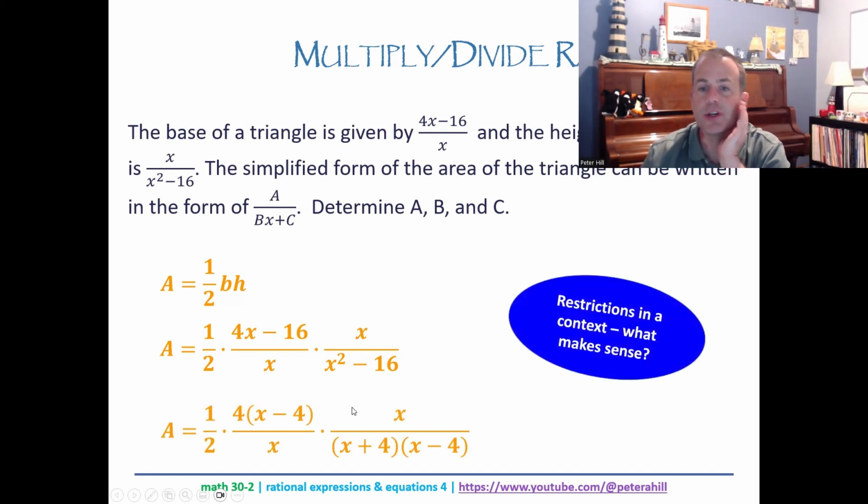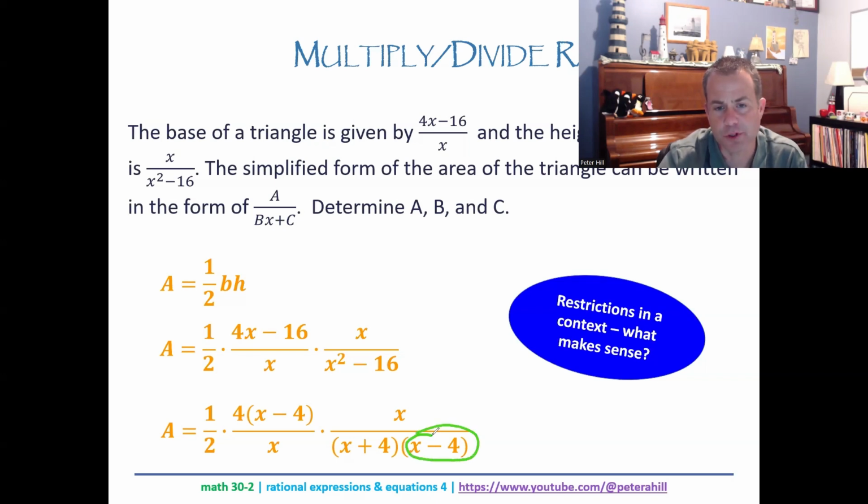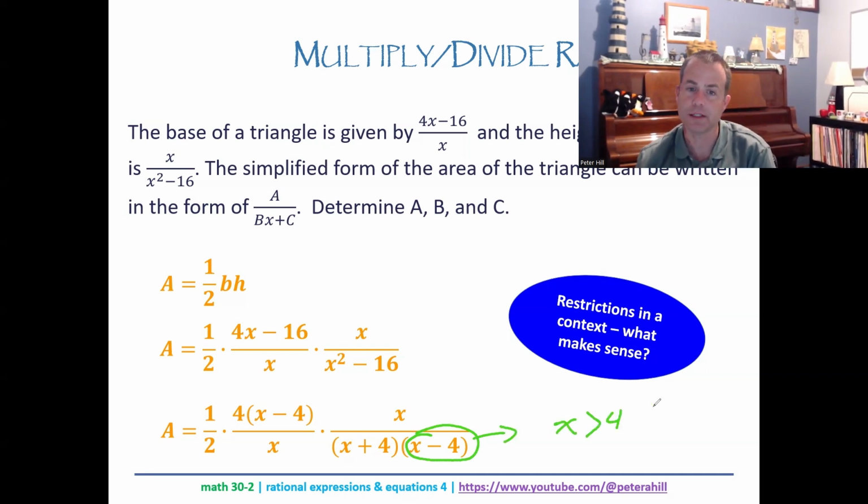Now, let's talk about restrictions in a context, okay? Because you may look at this and say, oh, okay, x can't be 0 and x can't be plus or minus 4. And in some respects, I might agree with you until we think about the fact that if I'm talking about actual lengths here, the fact that I have an x minus 4 here actually tells me that x has to be greater than 4. And I want you to think about why for a second.